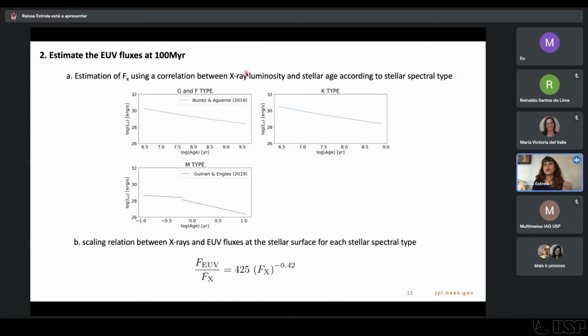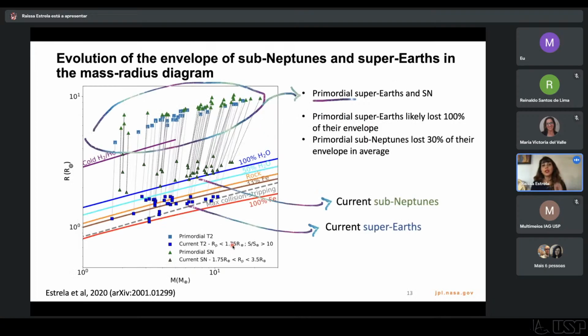To do that, we take the X-ray luminosity of the star as a function of age for each stellar spectral type, and we use a scaling relationship between the X-rays and the UV flux to get the UV flux that each individual planet received in that time. And with that, we can compute the photoevaporation, how much this planet lost in 100 million years during that very extreme environment. And here we're going back to the mass-radius diagram.